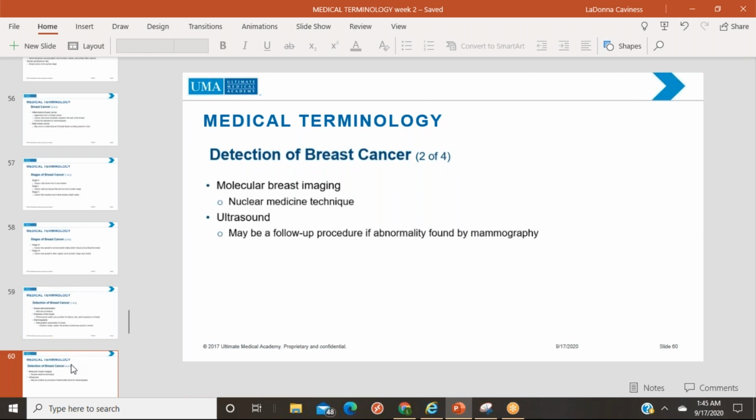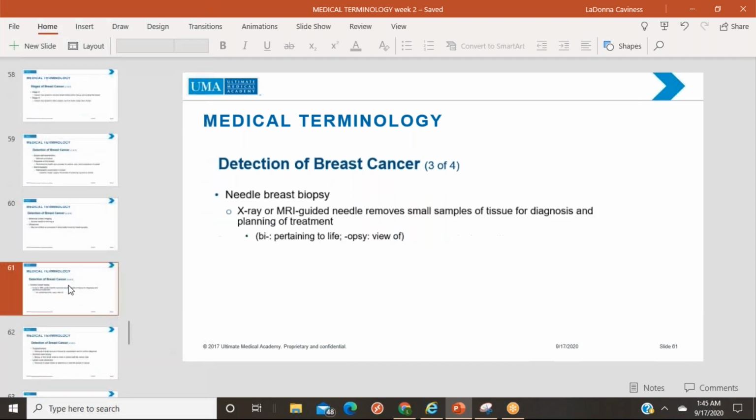Molecular breast imaging is a nuclear medicine technique. Ultrasound may be a follow-up procedure if an abnormality is found on a mammography. Needle breast biopsy, for detection of breast cancer. An X-ray or MRI guided needle removes small samples of tissue for diagnosis and planning of treatment. Bi, pertaining to life, and opsy, view of.